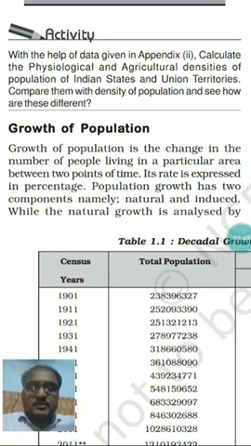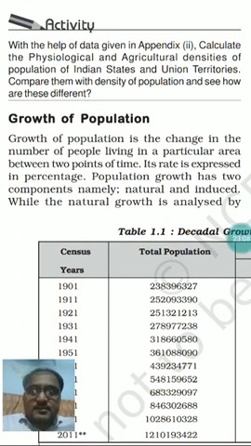The time between the two censuses is 10 years. Means in 10 years, what is the number of population increase or decrease or change in a particular area between two censuses? Okay, so you can understand it. This rate is expressed in percentage.